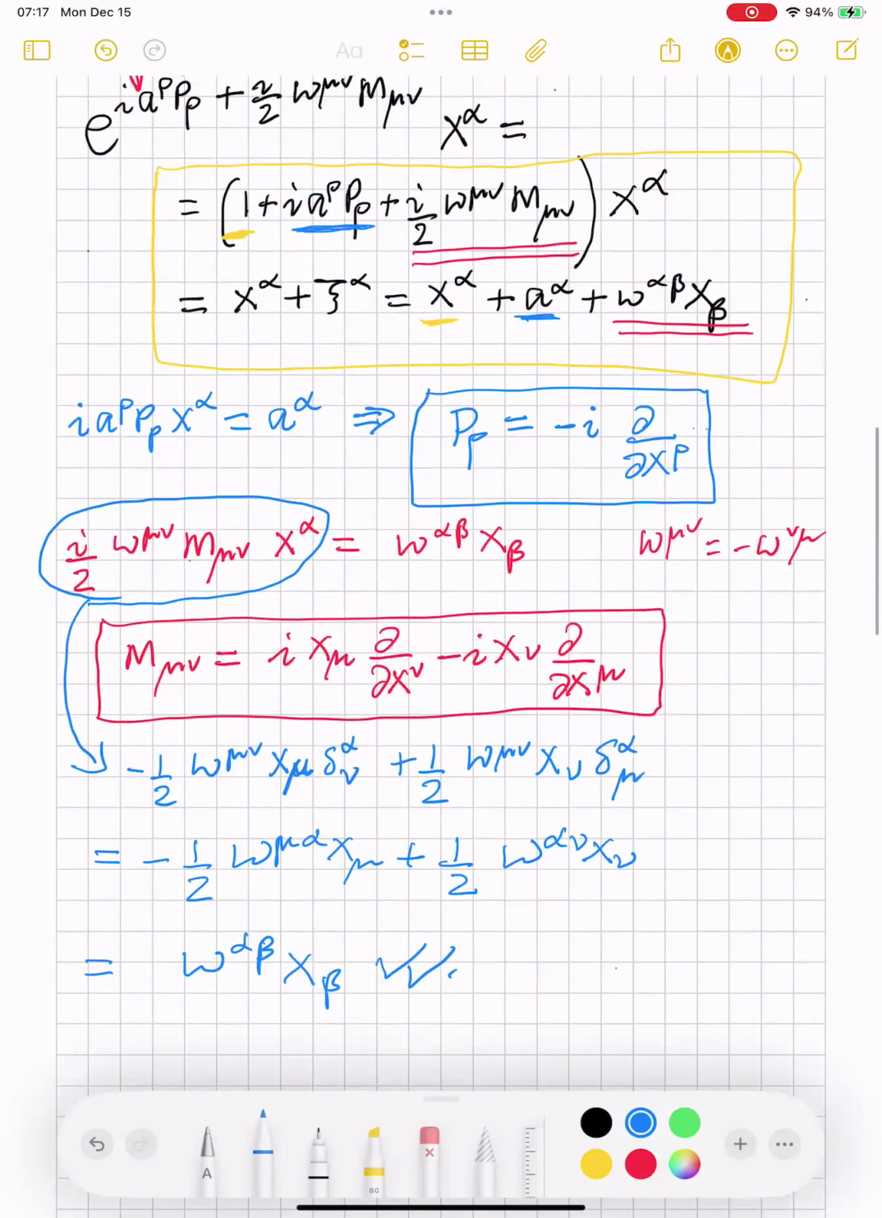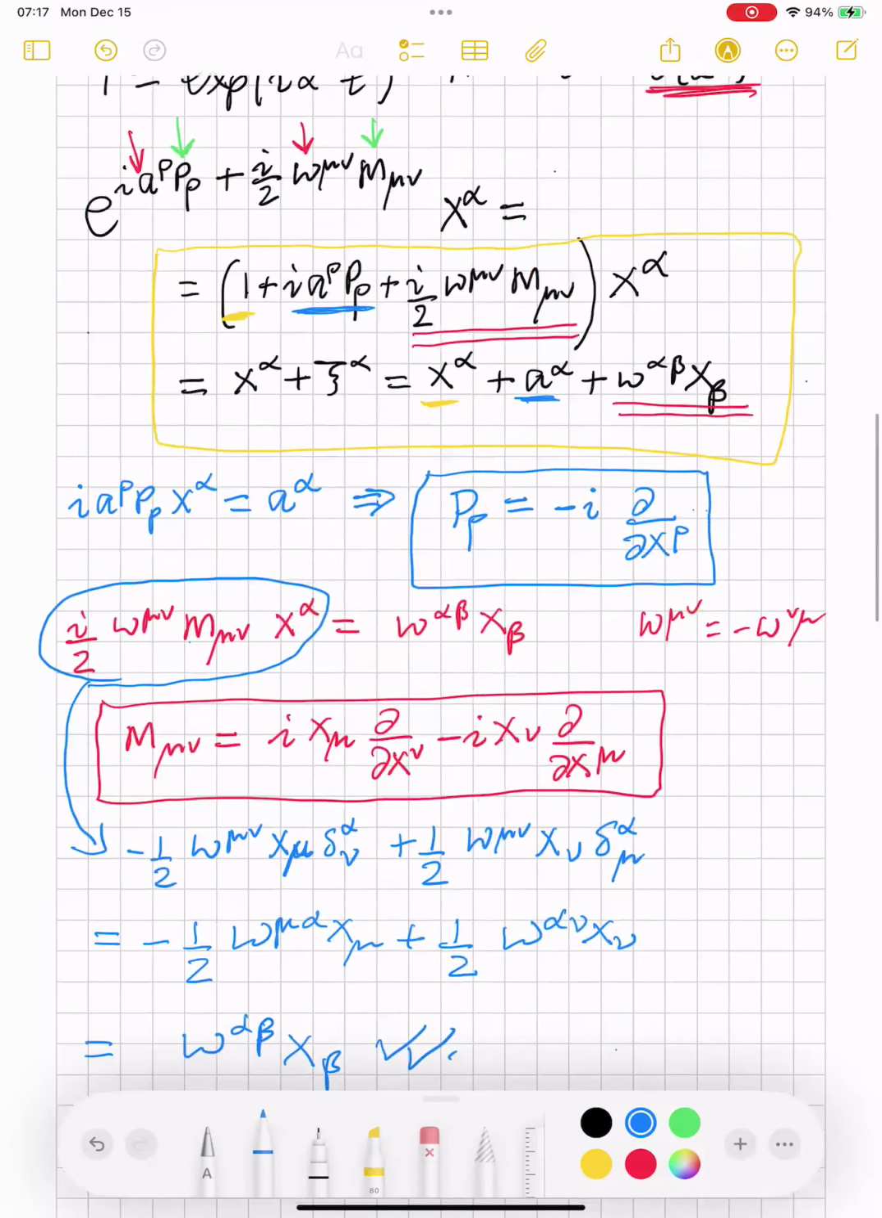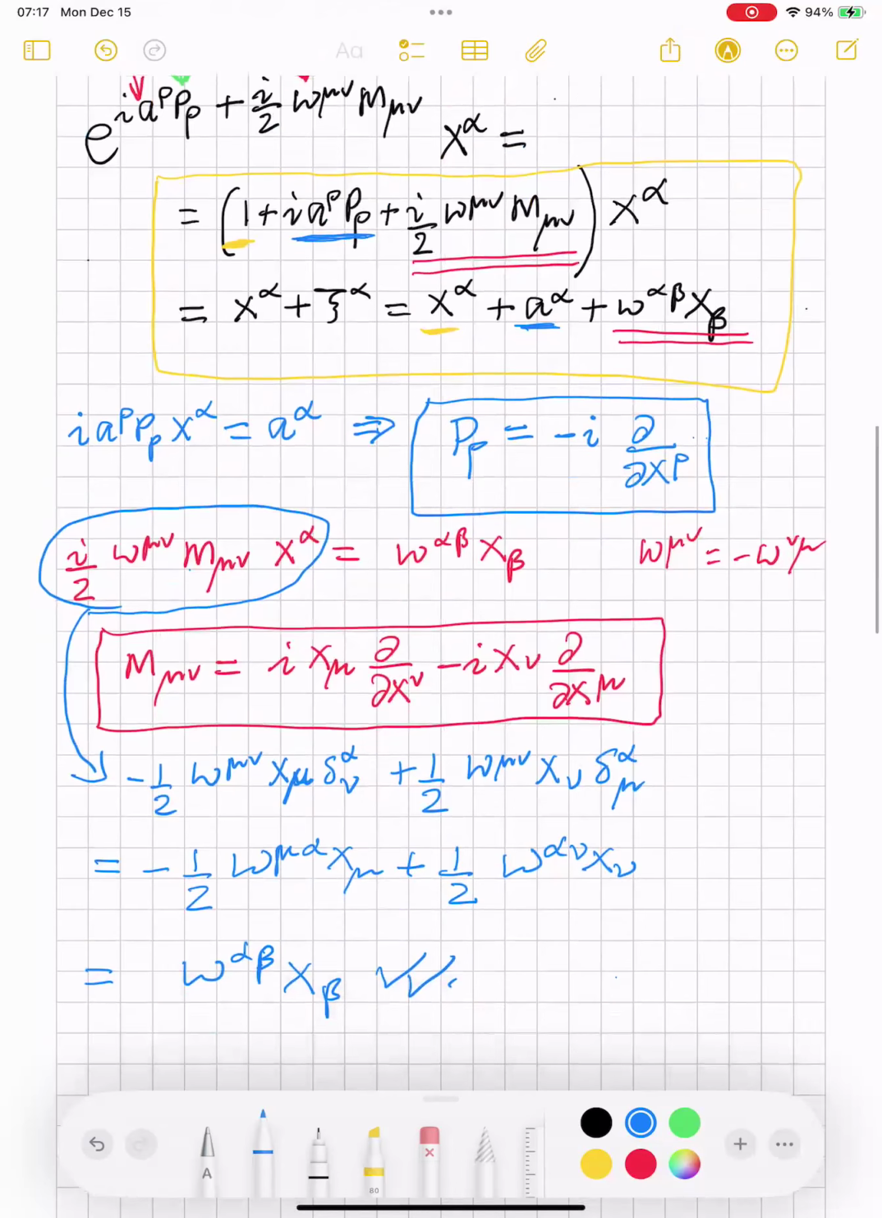So what did we do? We looked at a transformation close to the identity, so an infinitesimal transformation with infinitesimal parameters. We used the known transformation, our solution to the Killing vector equation, and from this, we've been able to work out the elements of our Lie algebra. And that's the blue box, which told us what P rho is, and the red box, which tells us what M mu nu is.